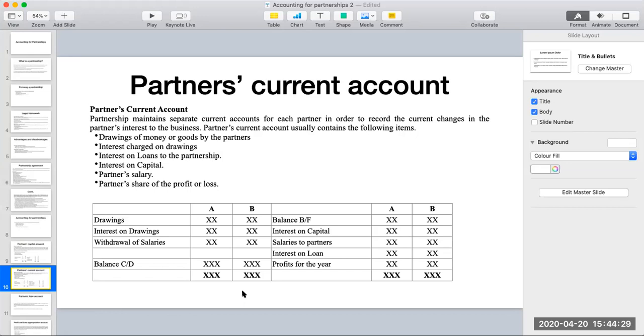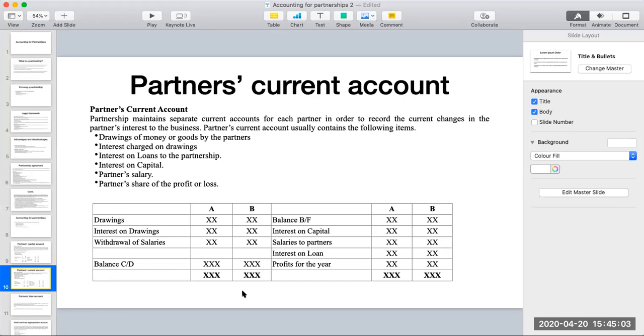In this partner's current account, we record the current changes in the partner's interest to the business. What are the current changes? There can be an opening balance, it can be debit or credit. Then there can be certain transactions. If the partners have withdrawn some money as drawings, it can be money or goods, then it is debited to the current account.